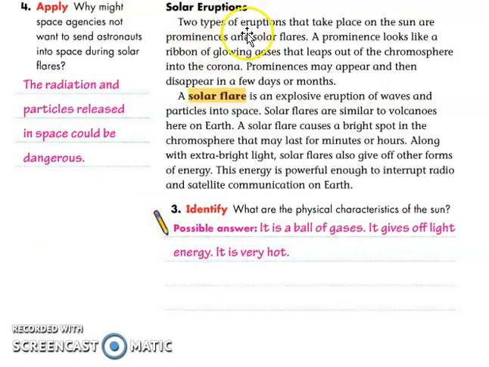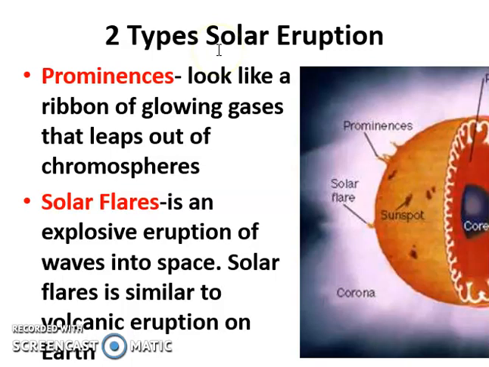Solar eruptions. Two types of solar eruptions, or sun eruptions, here in the book. The first is called the solar flare. The solar flare is an explosive eruption of waves and particles into space. I will show you here. Two types of eruption, girls, here. The first that I mentioned is the solar flares. For you to imagine that one, this is just like a volcanic eruption that is happening on Earth. Same also with the sun.